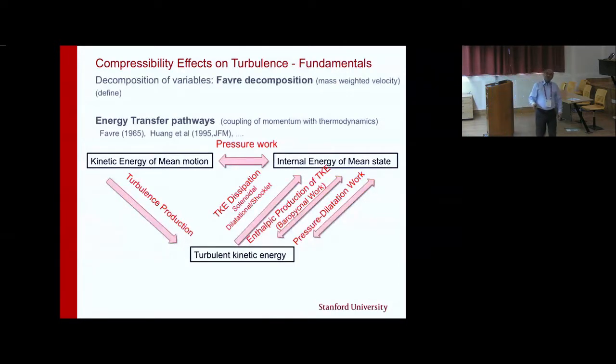It's important to think about the energy transfer pathways that are active. And of course, it's traditional to use this density-weighted Favre decomposition to describe the mean velocity and perturbations from mean velocity. So one can think of the mean motion in the flow that has a kinetic energy, or the mechanical energy, and that mean state also has internal energy, and these two can interchange with each other in terms of pressure work. It provides a rate of transfer between them, and that's a reversible process.